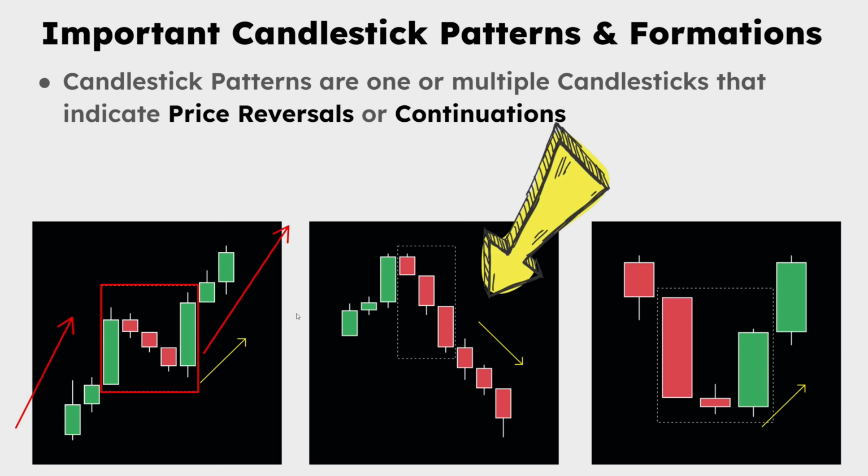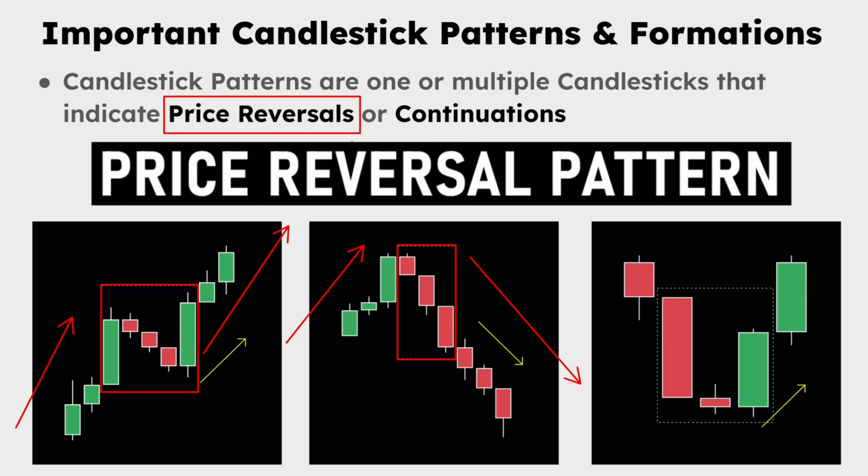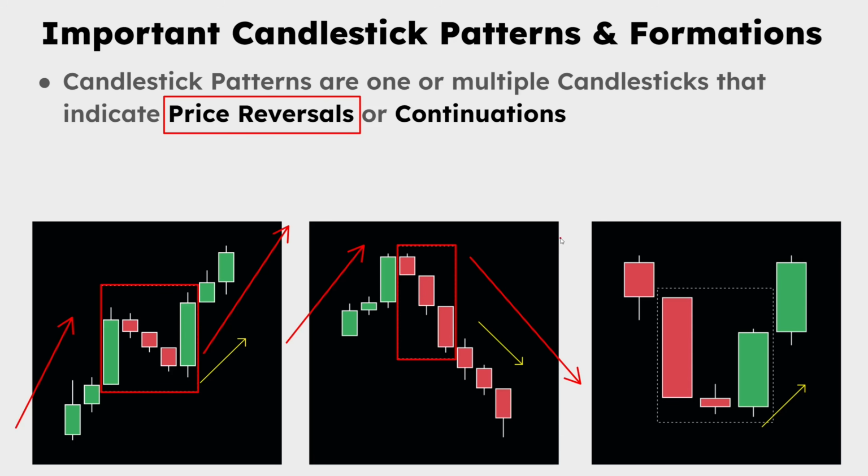But if you take a look at the pattern here in the middle, you can see that before the pattern, we had an uptrend. Then the pattern appeared. And the goal of this pattern is to reverse the price to the downside. So this is an example of a price reversal pattern. The last pattern is a reversal pattern because we had a move towards the downside. The pattern appeared right here, and the goal of the pattern is to reverse the price up.